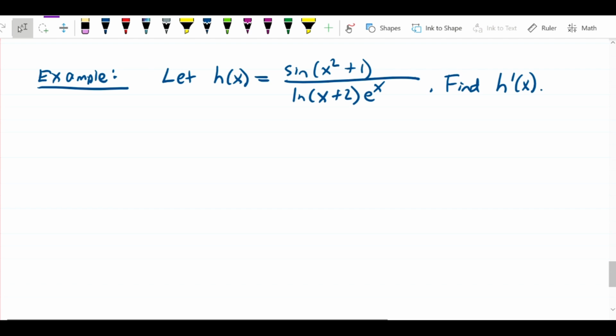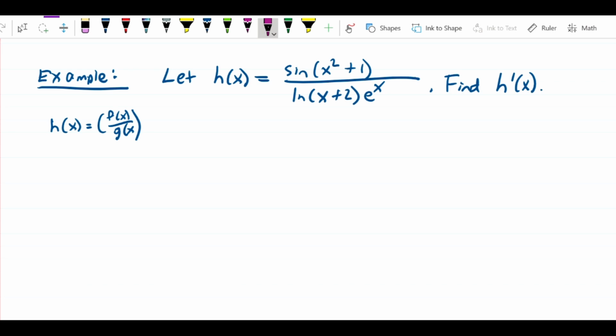So let's do another example where you have to combine different rules. What I have is some chain rule problems inside a quotient rule. So h of x is defined as the quotient of two functions. I'm actually going to use f and g to be the quotient. In other words, h of x is equal to f of x over g of x. So we're going to use f and g for the quotient rule symbols, and then we're going to use the chain rule for both the numerator and denominator in this quotient function.